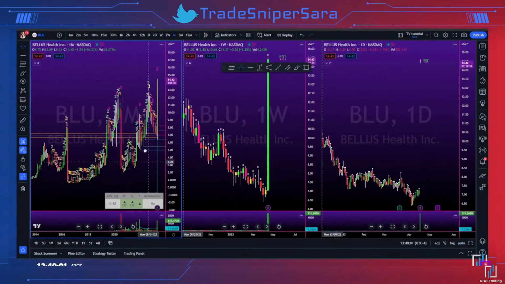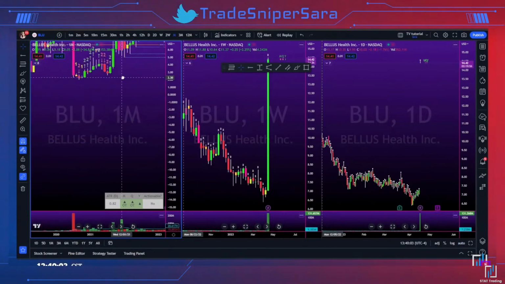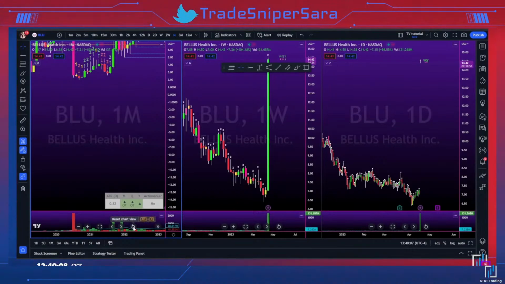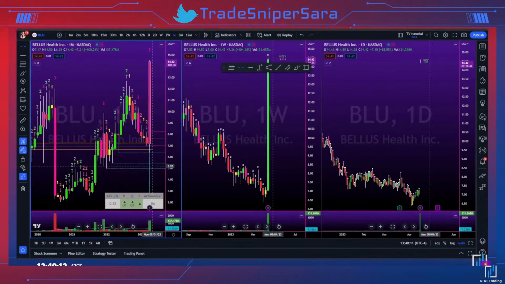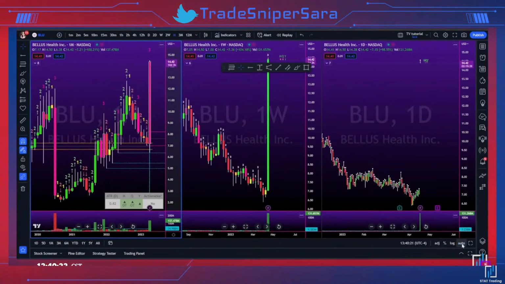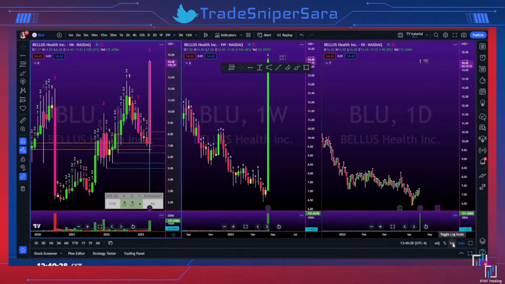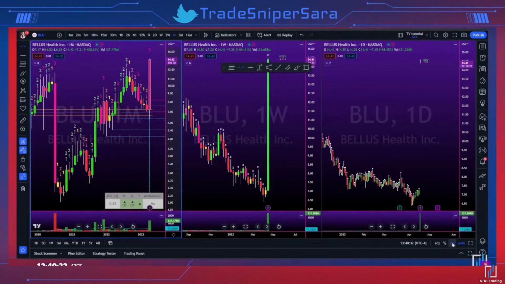If you've messed your chart all up for some reason and it's all out of whack, all you do is click this reset chart view, and then it goes back the way it's supposed to. I also keep my charts on auto. Some people do logarithmic or log scale. I don't really see much of a difference. I don't think that really matters that much.